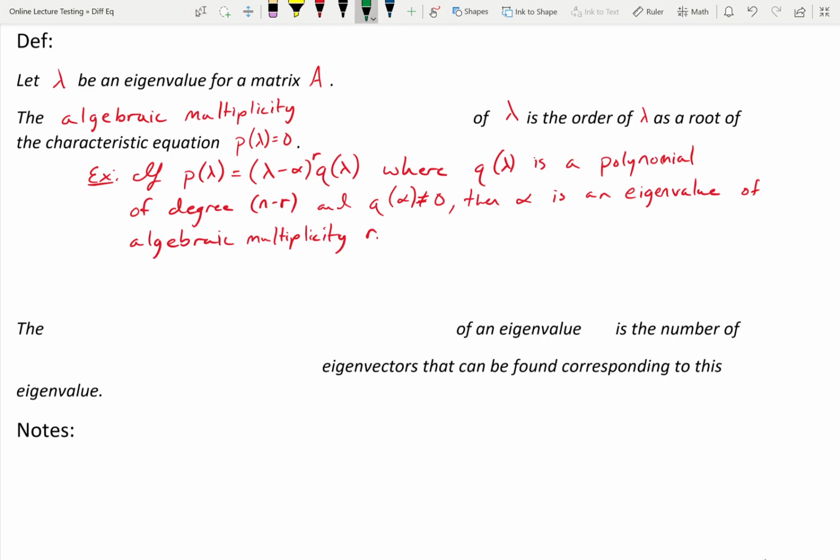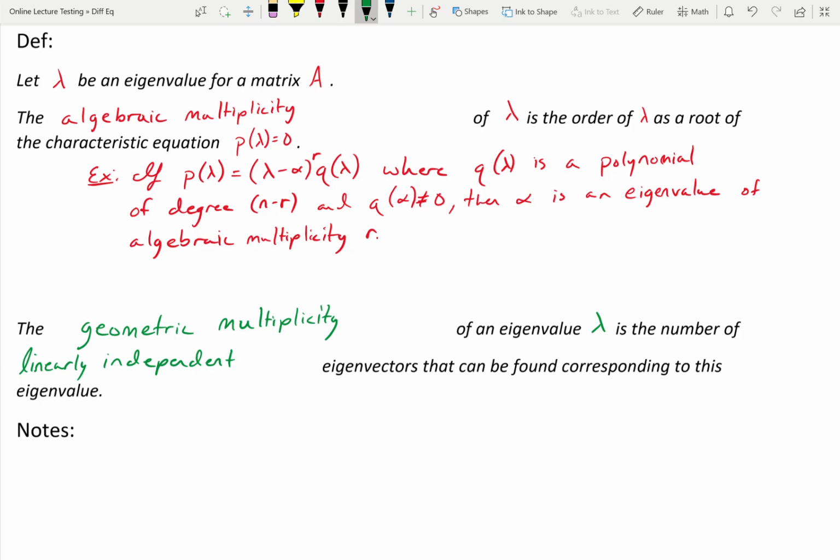The geometric multiplicity is a little bit harder concept to talk about, but it's not that bad once we get into how we approach it. The geometric multiplicity of an eigenvalue lambda is the number of linearly independent eigenvectors that can be found corresponding to this eigenvalue. So that's what that means.